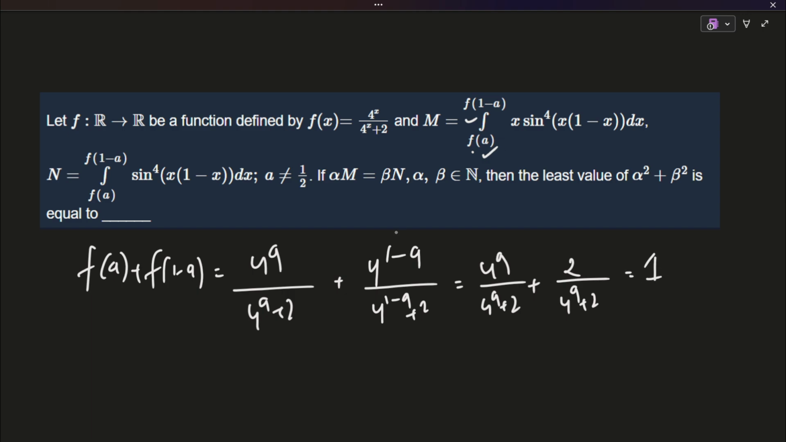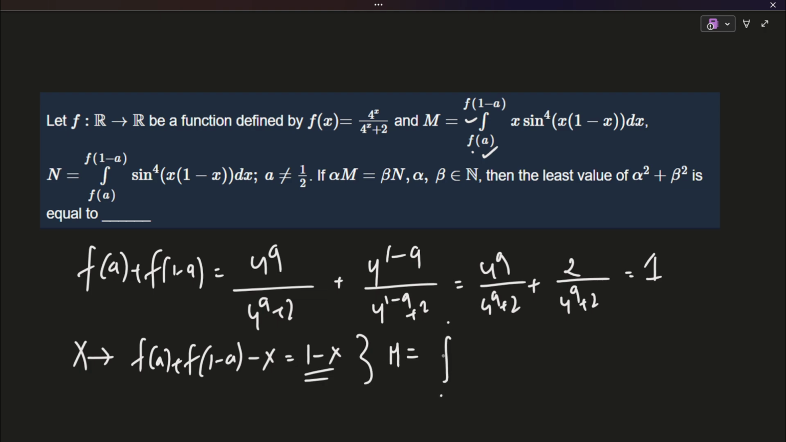Which means applying King's property on any of these integrals will change x to f of a plus f of 1 minus a minus x, which is nothing but 1 minus x, right? I will just show you one example. Apply it to m. What will you get? Whatever these integrals are, let them be alpha and beta. The limits, you know what the limits are. I'm just writing them as alpha and beta, and that will make it 1 minus x.